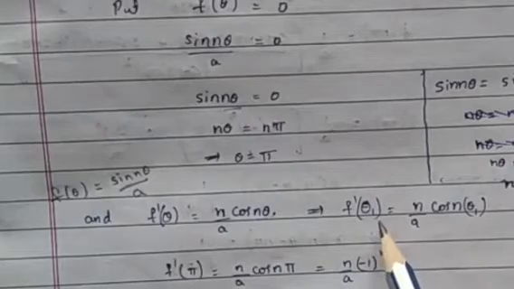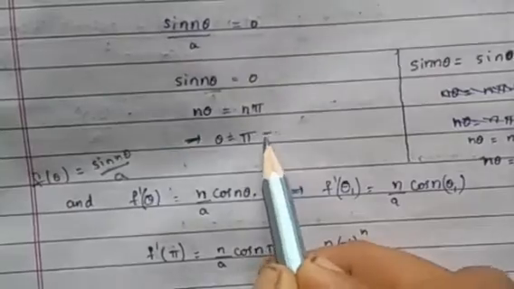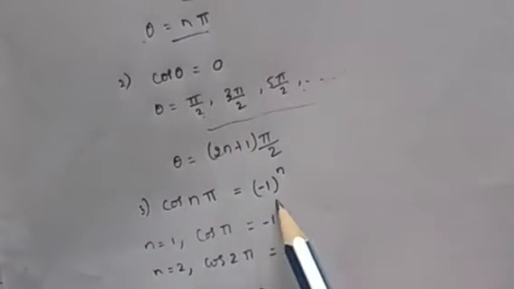You apply theta as theta 1. You get the theta 1 value as pi. You get f dash of pi which is equal to n by a cos n pi. Cos n pi value is minus 1 all to the power n.